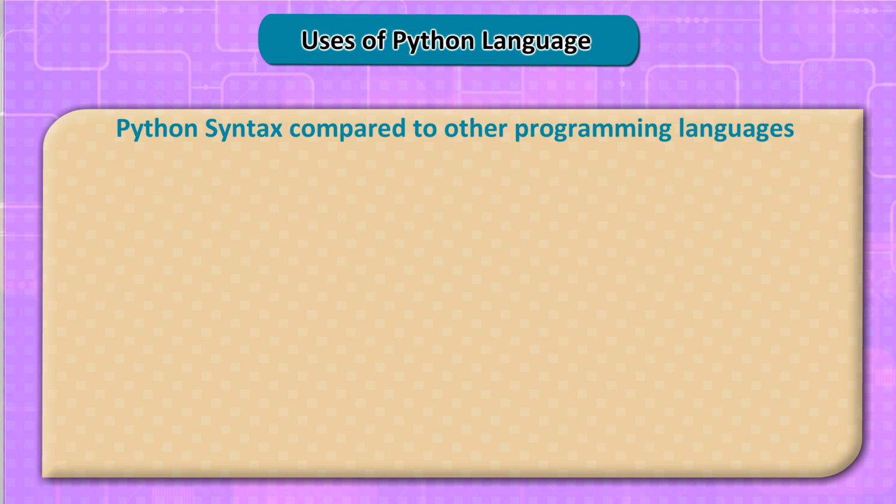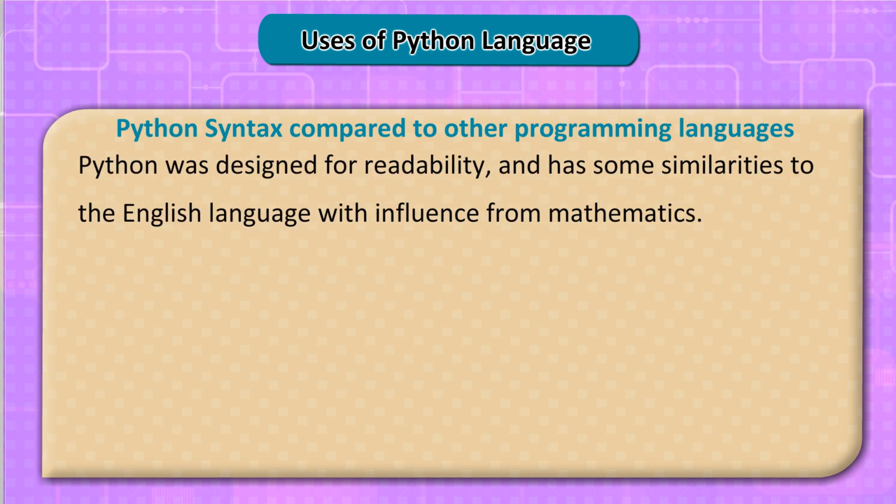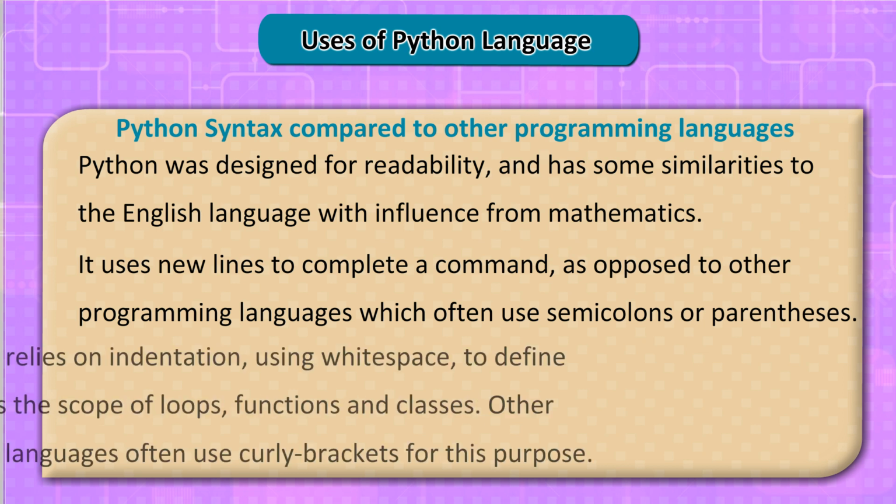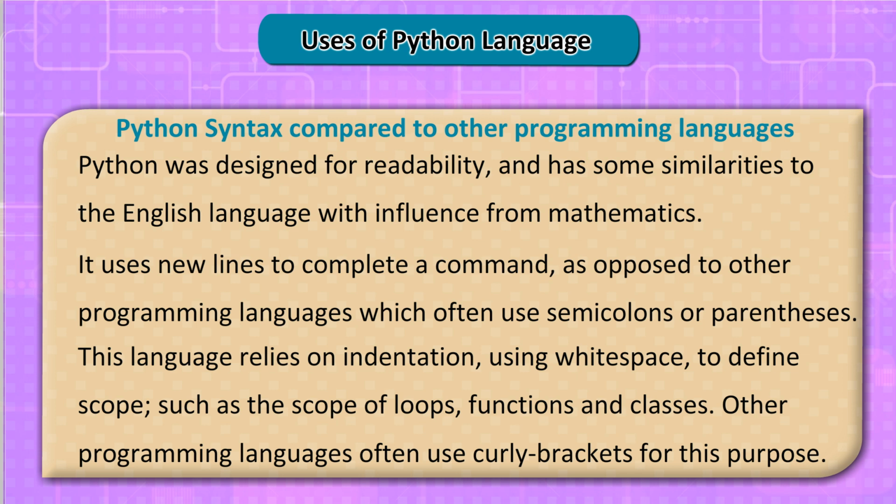Python syntax compared to other programming languages. Python was designed for readability and has some similarities to the English language with influence from mathematics. It uses new lines to complete a command, as opposed to other programming languages which often use semicolons or parentheses. This language relies on indentation, using white space, to define scope, such as the scope of loops, functions and classes. Other programming languages often use curly brackets for this purpose.